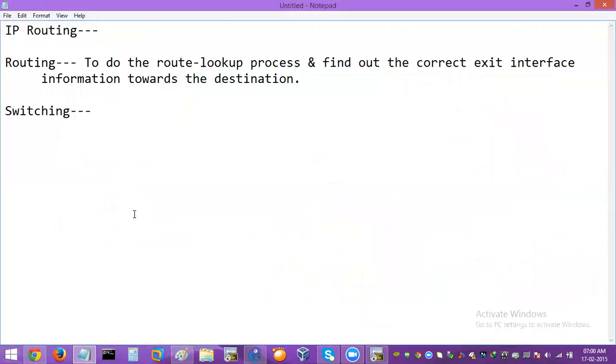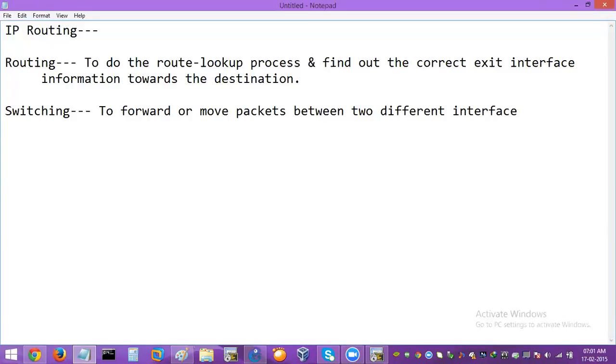So switching is to forward or to move. In other words, I can say it is forwarding packets from ingress to egress.